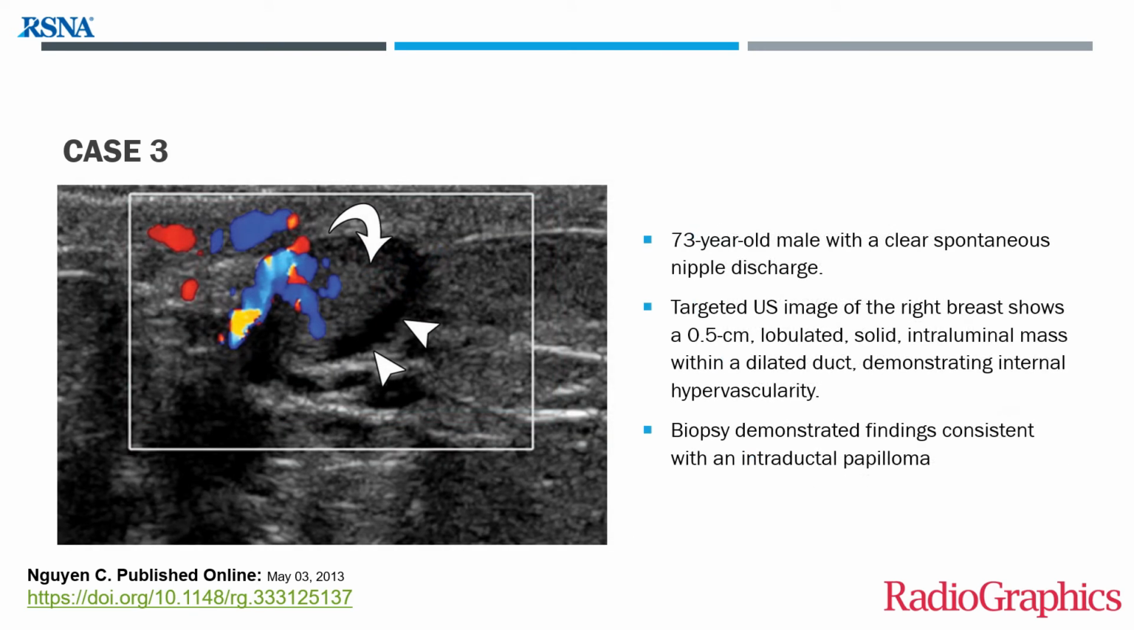In case 3, we have a 73-year-old male with clear spontaneous nipple discharge. Targeted ultrasound of the right breast shows a 0.5 centimeter lobulated solid intraluminal mass within a dilated duct, demonstrating internal hypervascularity. Biopsy demonstrated findings consistent with an intraductal papilloma.